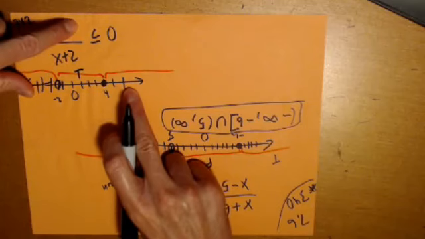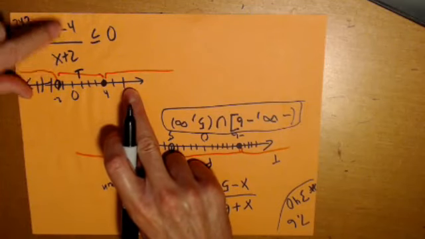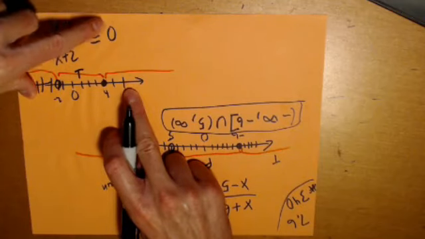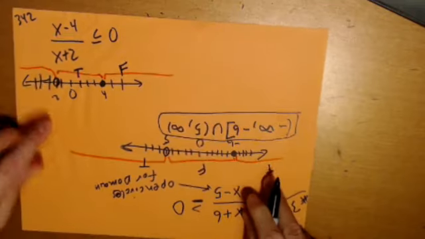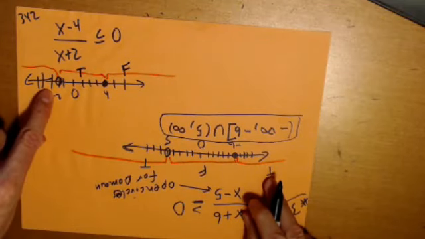Okay, let's pick a number like 5. 5 minus 4 is 1. 5 plus 2 is 7. 1/7. Is 1/7 less than 0? No, it's positive 1/7. That's not less than 0. False.